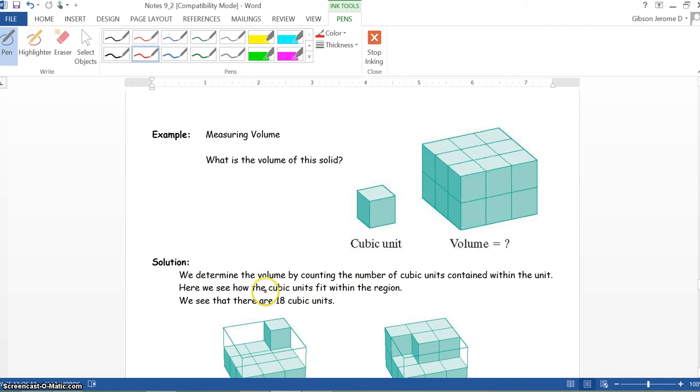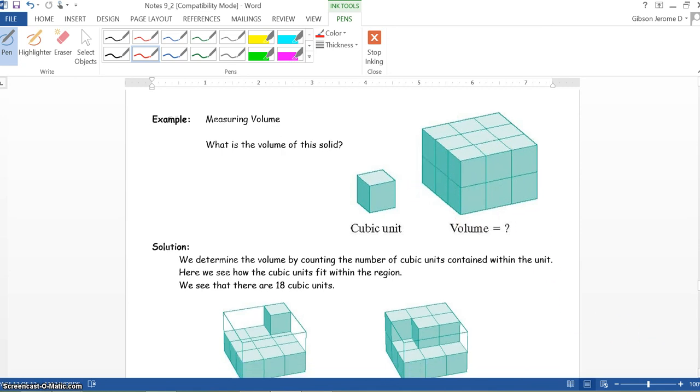Now, solution. We determine the volume by counting the number of cubic units contained within the solid. Here we see how the cubic units fit within the region. We see that there are 18 cubic units. Now if we look here, you have 3, 6, 9, 12, and then you know it's 3 across there. That'll make it 15, and those 3 would make it 18. So that's why it's 18 cubic feet.